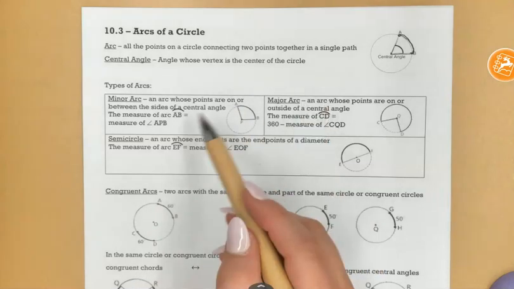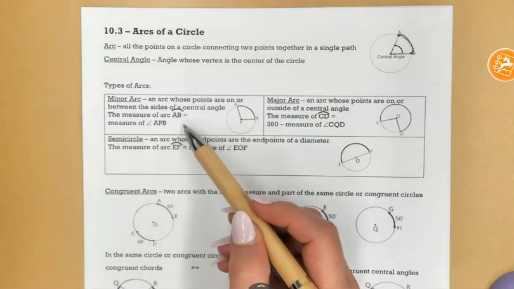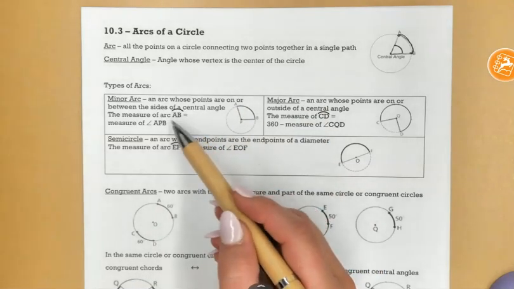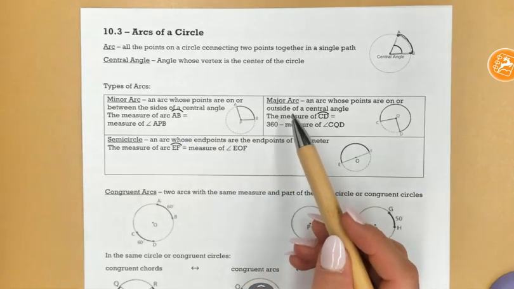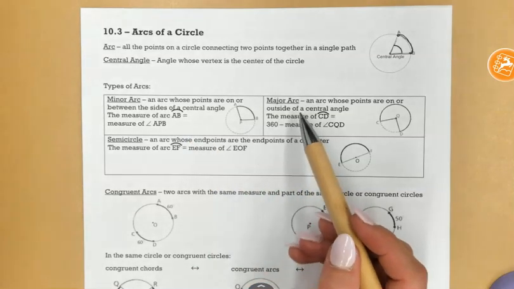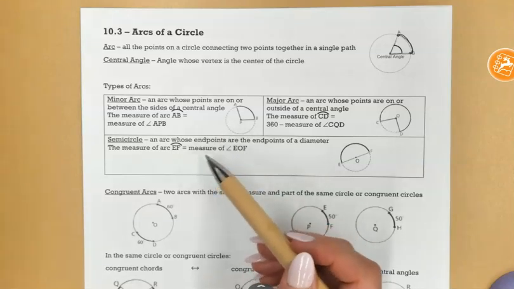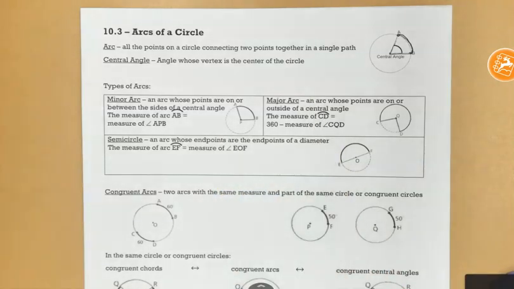And then a few more vocab things. When we have an arc that's less than 180, we call it a minor arc. If we have an arc that's greater than 180, it is a major arc. And if we have an arc equal to 180, it is a semicircle.